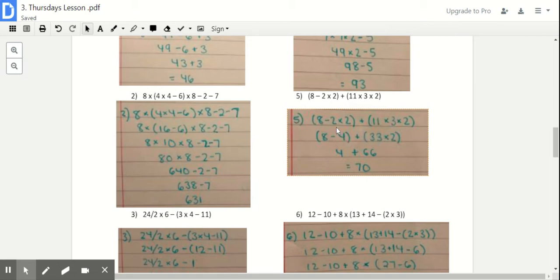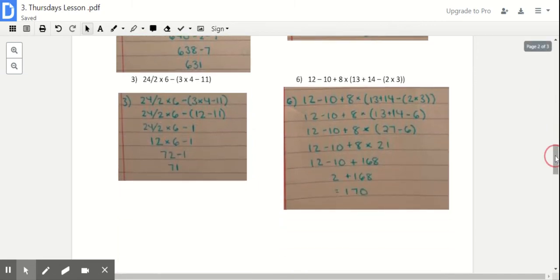So I still have two sets of parentheses, and I'm still going to solve for them as well, making sure that I don't cross multiply or anything here because I have to do the work separately and then add them together in the end. 8 minus 4 is 4, plus 66, so 33 times 2 equals 66. And then finally, 4 plus 66 equals 70.